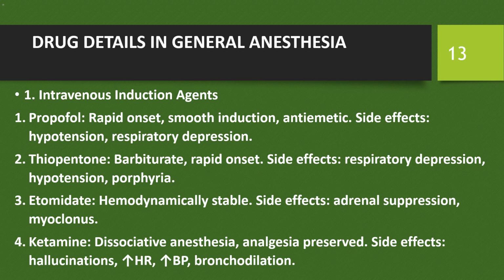3. Etomidate, known for its hemodynamic stability. Etomidate is useful in patients with cardiovascular instability. However, it can cause adrenal suppression and myoclonus. 4. Ketamine provides dissociative anesthesia with preserved analgesia. Side effects include hallucinations, increased heart rate and blood pressure, and bronchodilation.